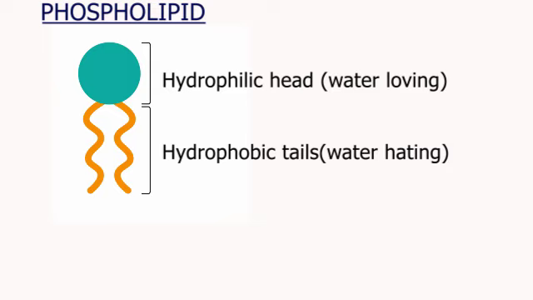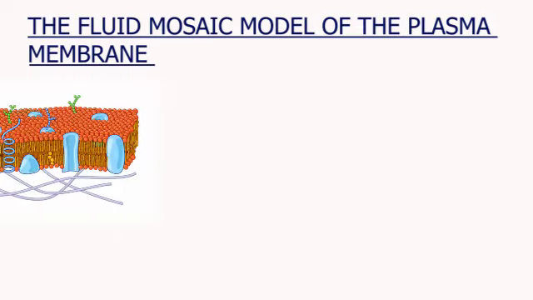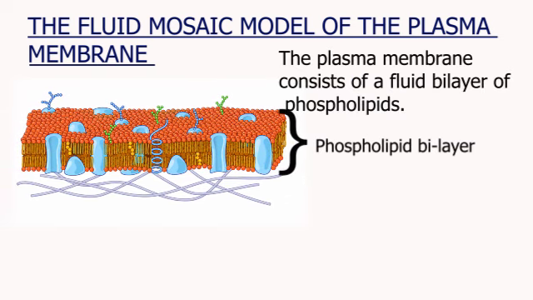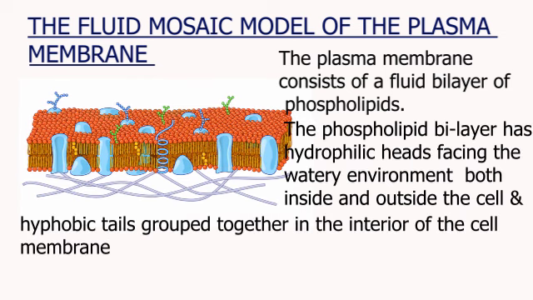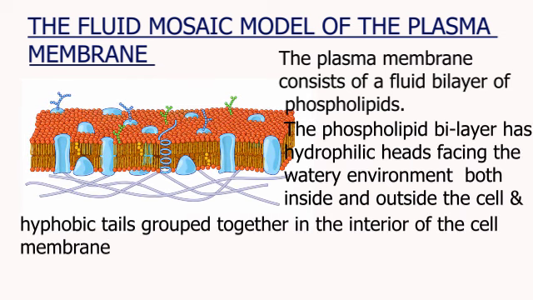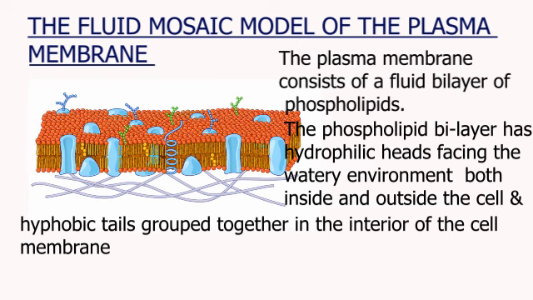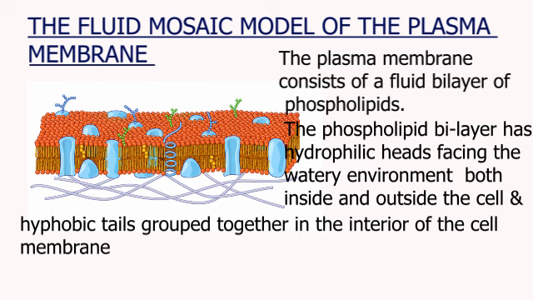Now, with that out of the way, we can move to our fluid mosaic model of the plasma membrane. According to the fluid mosaic model, the plasma membrane consists of a fluid bilayer of phospholipids. Now, bi basically means two, and in this case, it is a layer which is two phospholipid molecules thick. The phospholipid bilayer has phospholipids with hydrophilic heads facing the watery environment both inside and outside the cell, and hydrophobic tails grouped together in the interior of the cell membrane.